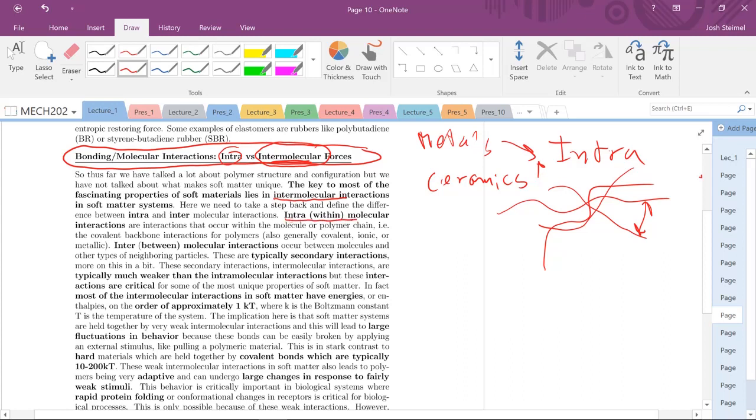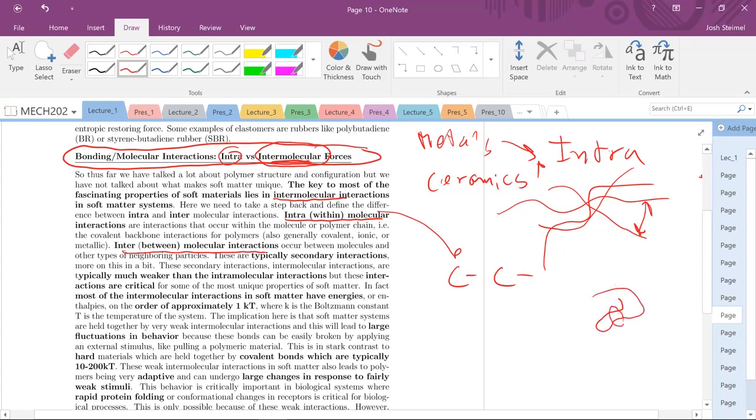So intra is within. We still have intra interactions in polymer chains. That's going to be your carbon-carbon backbone. So that is intra, within. Inter is between molecular interactions. That could, again, be between chains or even folded back onto itself.